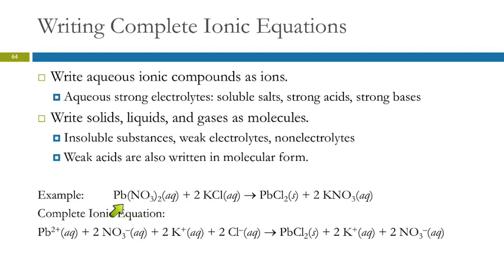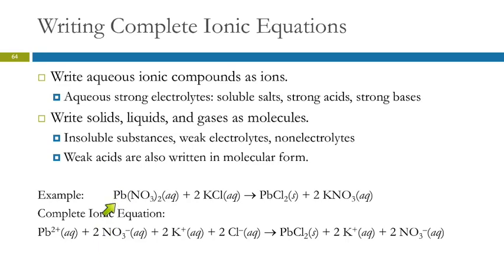So here's an example of a molecular equation. Lead nitrate, potassium chloride, making lead chloride solid, and potassium nitrate. The complete ionic equation, we're going to look at this one and we're going to see it's aqueous. This is an ionic compound, and we're going to separate it into the ions. In one formula unit of Pb(NO3)2, we have one Pb2+ ion and two nitrate ions. And so when we take this apart, we get two nitrate ions.